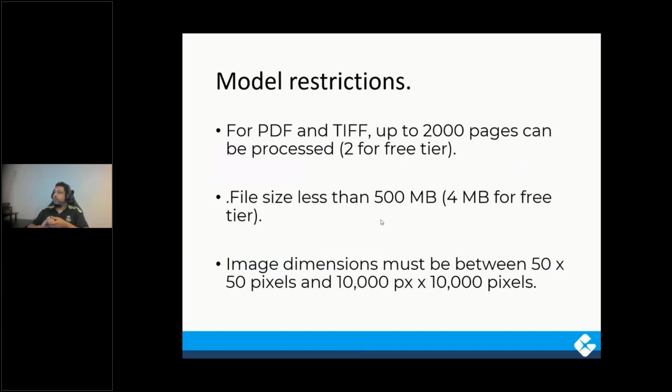So model restrictions: for PDF and TIFF files, up to 2,000 pages can be processed. Two for the free tier. Obviously, Microsoft doesn't want you running your application on the free tier. For proof of concept, just to see if it's going to work, you can use the free tier. File sizes have to be less than 500 megabytes, or 4 megabytes for the free tier. And the image dimensions also need to follow certain parameters: between 50 by 50 pixels and 10,000 by 10,000.